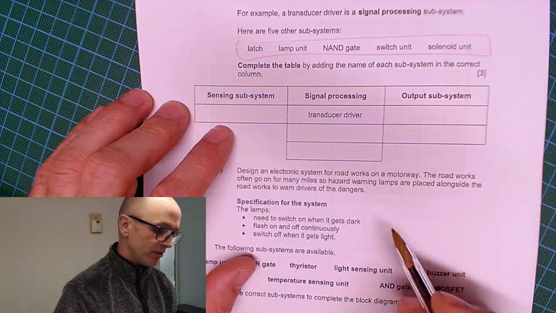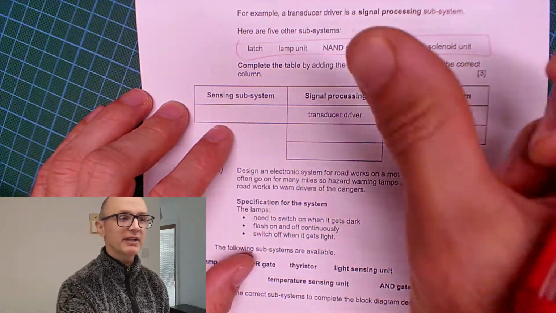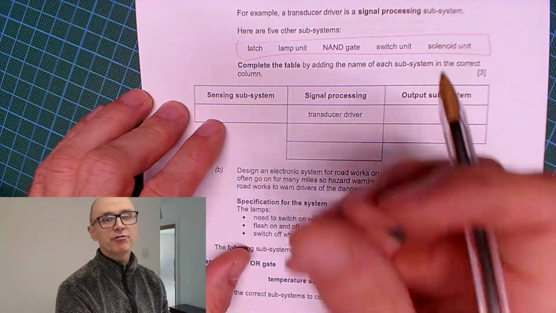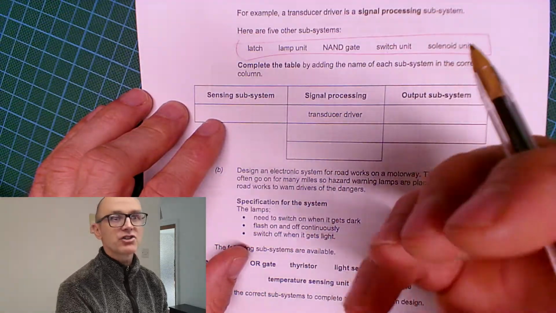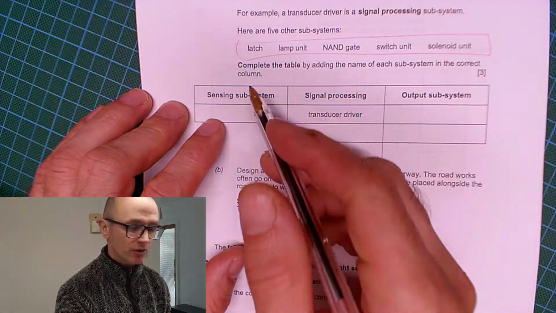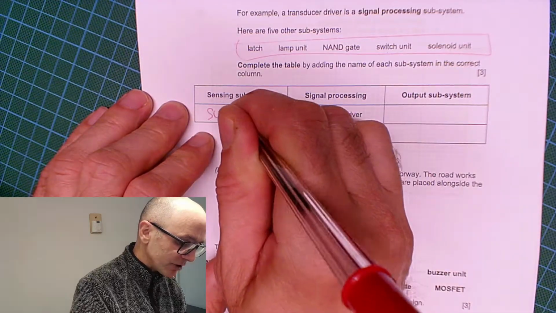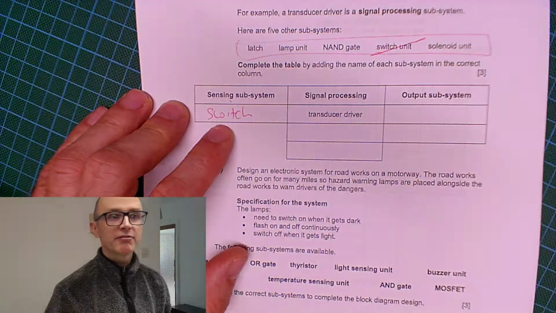A switch, most people are going to be aware that's going to be the input. That's the thing that you're going to press on input. It converts your physical action of a switch press into a signal. So we've got the switch unit. I'm just going to write switch there. I don't think there's going to be any confusion.